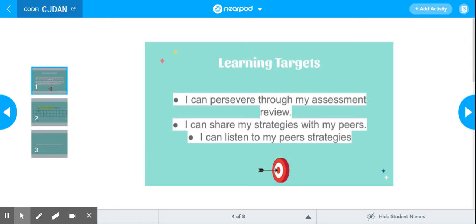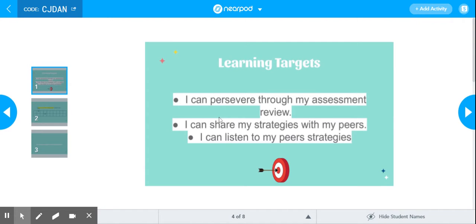I want to go back over that learning target again. I can persevere through my assessment review. I can share my strategies with my peers, and I can listen to my peers' strategy. Again, the big word that we're looking at for the character is persevere and sharing.